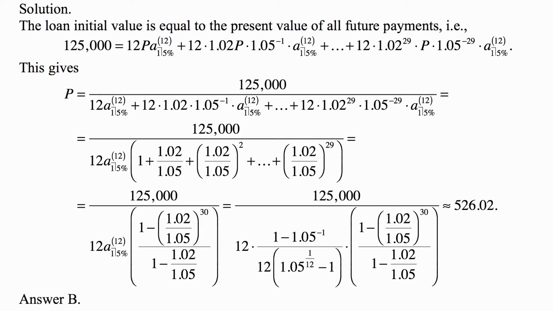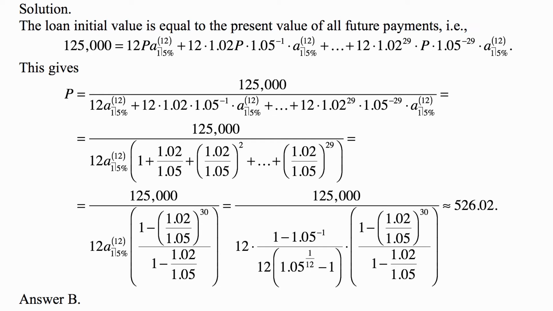And we need to write this a angle 1 upper 12 at 5% in terms of known quantities. Well, it's always 1 minus v to the n over i upper 12. i upper 12 is equal to 12 times 1.05 to the 1/12 minus 1, because i upper 12 over 12 plus 1 to the 12 is equal to 1.05, where 5% is the effective annual rate. And of course you see that the 12s cancel. We can disregard them. And then everything else we just calculate.